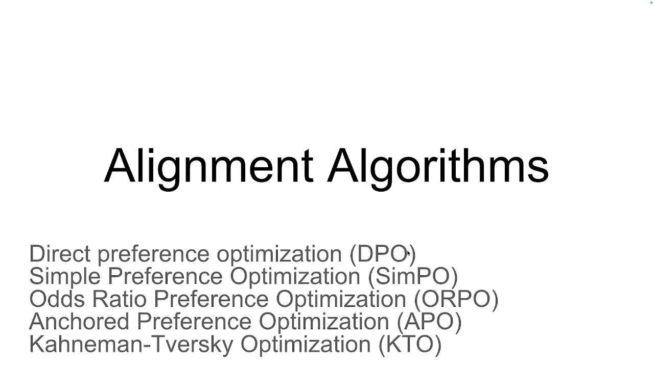Hello everyone. In this lecture, we'll be going over the alignment algorithms like direct preference optimization, simple preference optimization, odds ratio preference optimization, anchor preference optimization, and Kahneman-Tversky optimization. And we'll be going into why we needed all of these algorithms, and we'll dig deeper into each one of them.